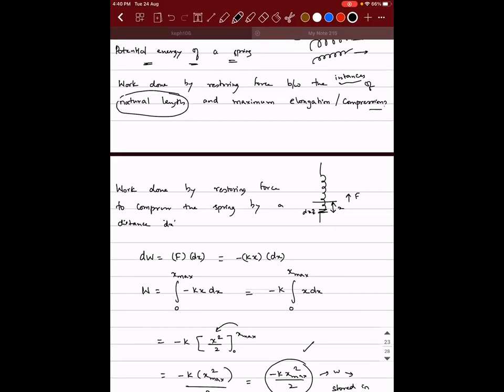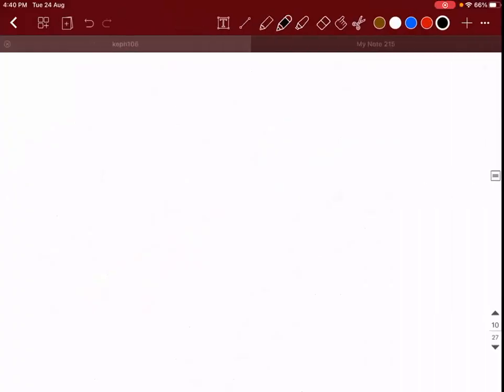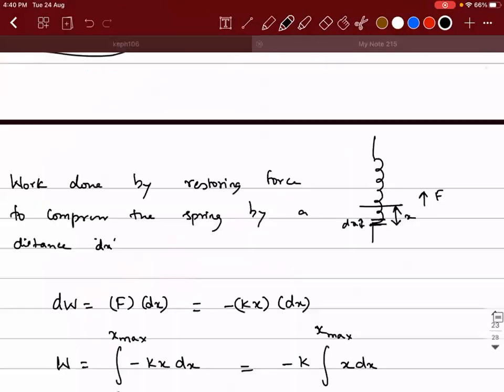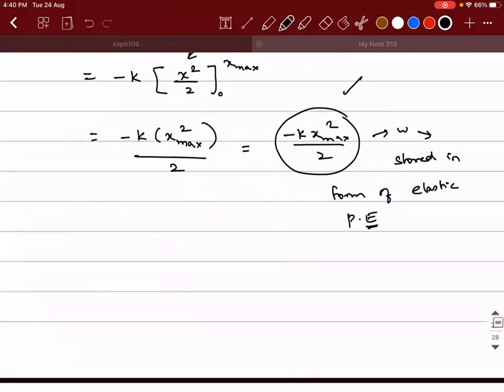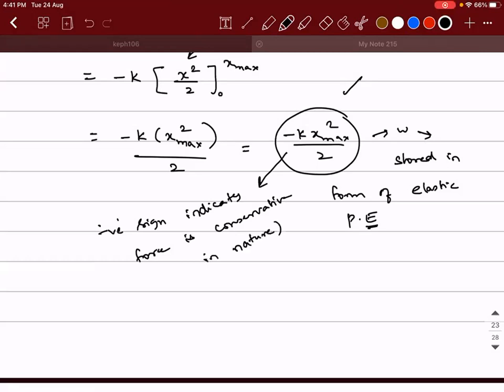Yes, sir. Now listen, we'll do a problem based on this. I'll tell you how to use this formula. Before that, I want you all to make a note. Here the negative sign indicates that the force is conservative in nature.